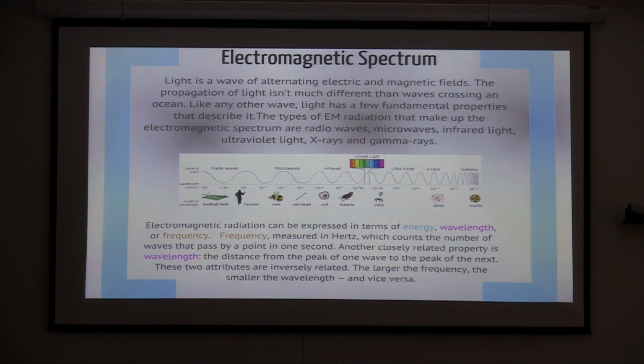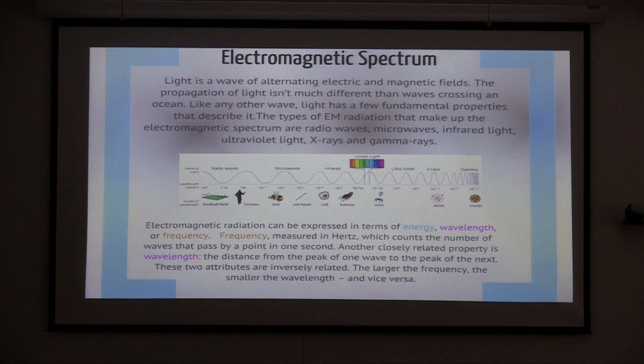So electromagnetic radiation can be expressed in terms of energy, wavelength, or frequency. We use all three interchangeably here at NASA, so you'll hear that a lot. We'll talk about the frequency, we'll talk about the wavelength, we'll talk about the amount of energy being transmitted, and all of those terms relate in some way back to the electromagnetic spectrum.